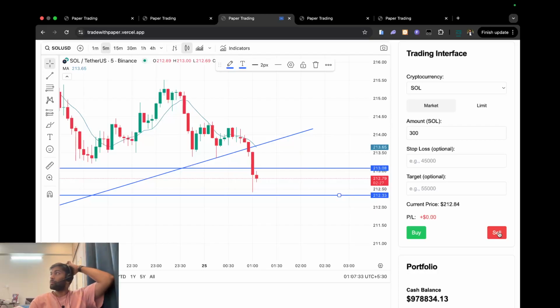Let's wait 2 minutes and 20 seconds more. Let's see how this candle is going to close, whether it will close as a doji candle.